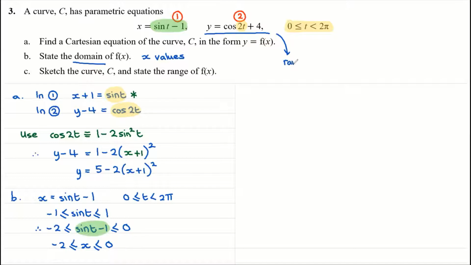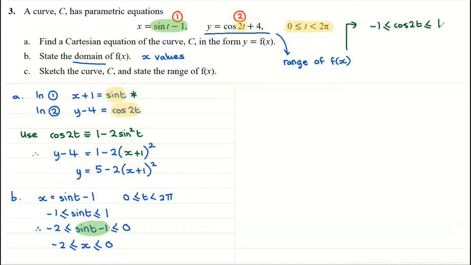So the range of f of x. Once again, we've got cosine of 2t. Remember, the 2 inside the function is a horizontal transformation. It just changes the period, essentially, so it does nothing to the range of values. The range is still going to be between -1 and 1. So we know that cosine of 2t is going to be between -1 and 1.